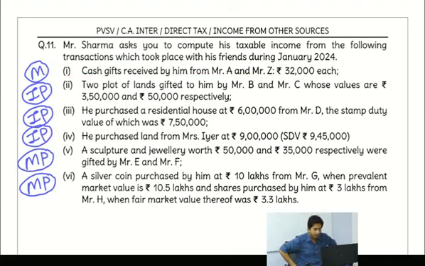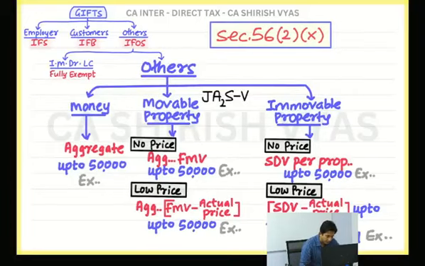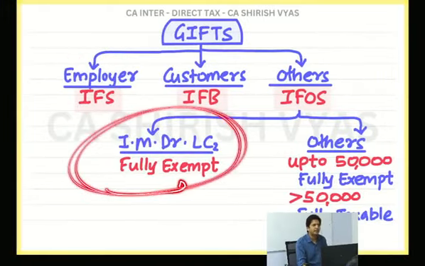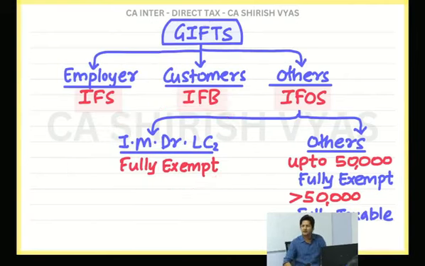Point number 1. So tell me, how will you think now? Some students are making a blunder here. Always go as per the chart. Whatever charts I give, that is your line of thinking. Always have the habit of first checking in I am Dr. LC. Because you know what mistakes happen? You directly start with 50,000, 50,000, 50,000. Relax. What did I explain here? If it is I am Dr. LC, then it is exempt. To hell with 50,000. Whether it is low price, no price, nothing, exempt it.